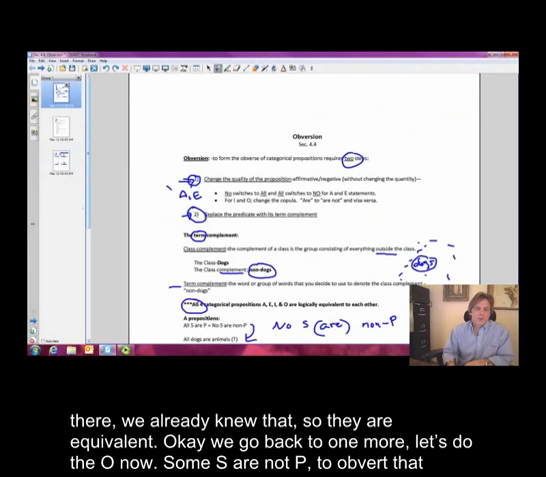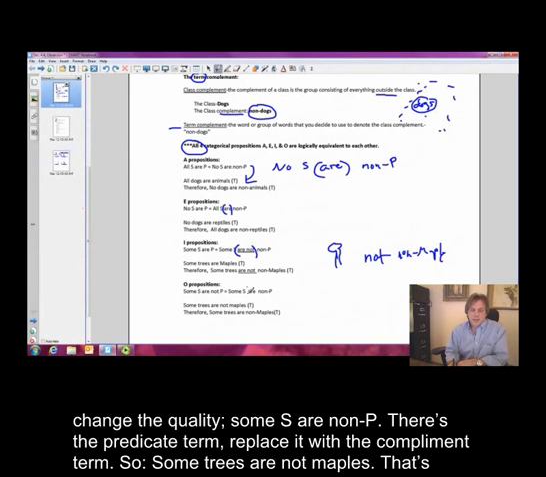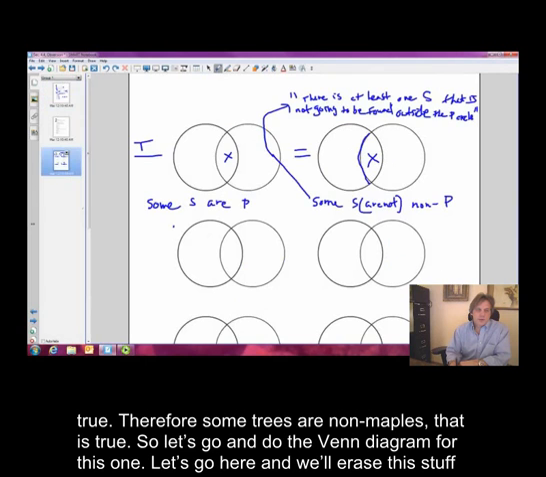Let's do the O now. Okay, some S are not P. To obvert that, change the quality. Some S are non-P. There's the predicate term. Replace it with the complement term, right? All right, so some trees are not maples. That's true. Therefore, some trees are non-maples. That is true. So let's go and do the Venn diagram for this one.